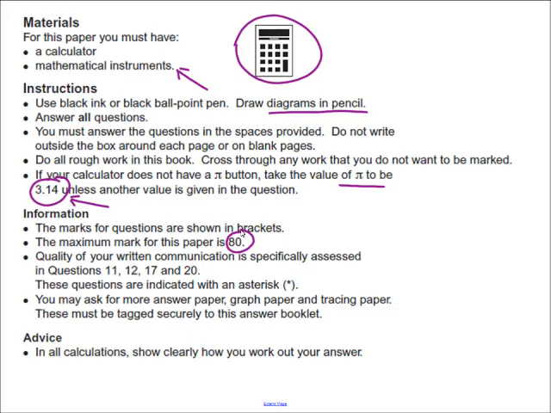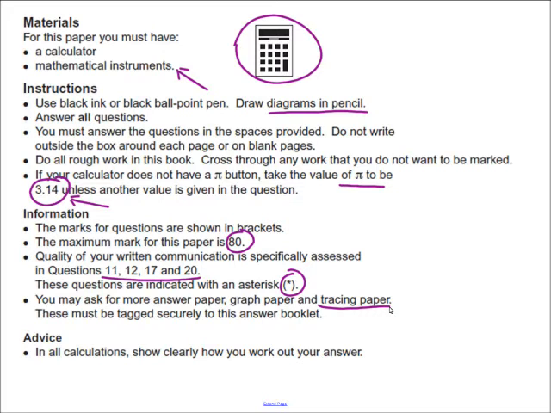In some questions you're required to write things down, and in this paper they are questions 11, 12, 17 and 20, and they'll have a little asterisk by the particular parts of the question to let you know you're expected to write some words down, not just numbers. You can ask for more paper for working out or graph paper, but in particular in Unit 3 I would always ask for tracing paper, and again in this paper you probably will require tracing paper to answer at least one of the questions.